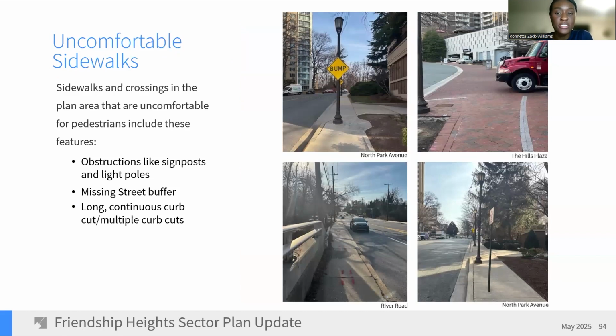This slide is showcasing some of the uncomfortable sidewalks in Friendship Heights and the features that make them uncomfortable for pedestrians. On North Park Avenue, there are obstructions like traffic signs and light poles on the sidewalk path. On the Hills Plaza, there's a long continuous curb cut where a vehicle can turn anywhere along this strip as a pedestrian is walking, and along River Road the sidewalk is directly next to high-speed traffic.